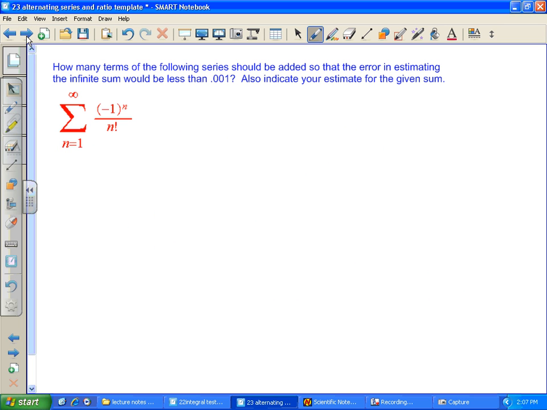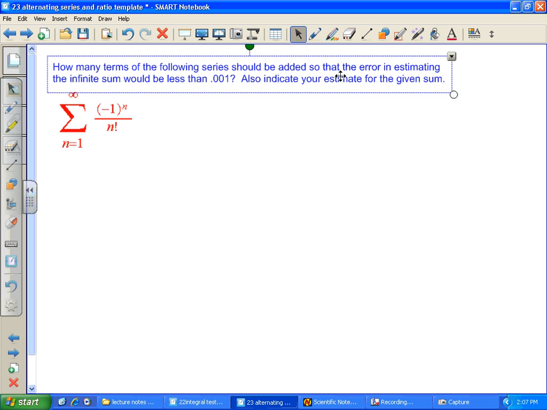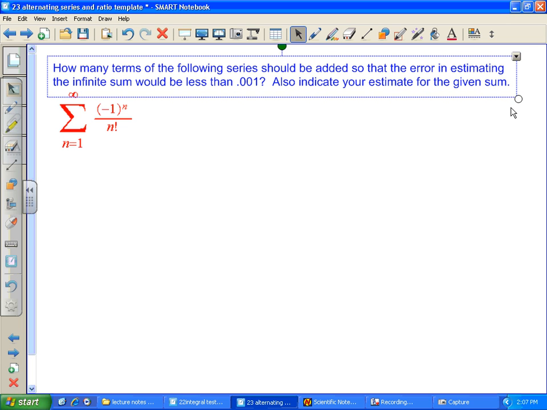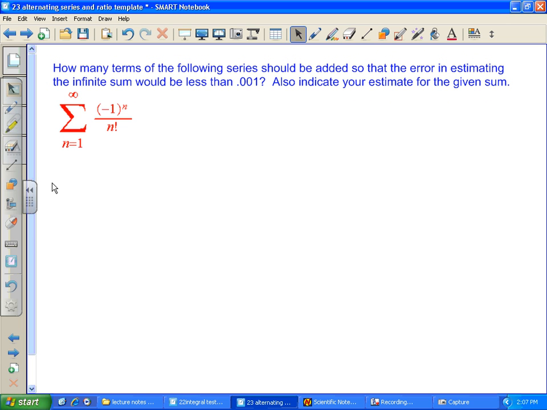Okay, let's do this one. Same question, but asked a little bit differently. They're not telling you how many terms to add this time. You're going to determine that. They're asking you how many terms should we add so that we are away from this infinite sum by less than 0.001.